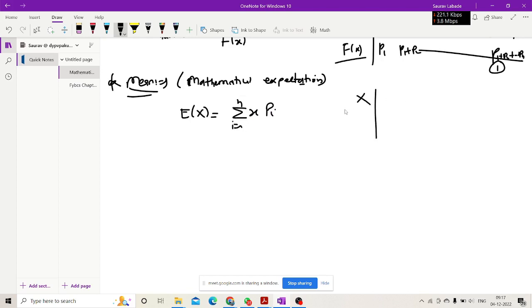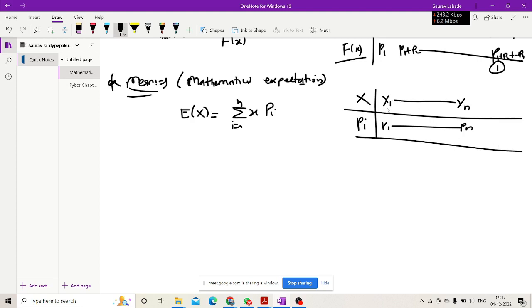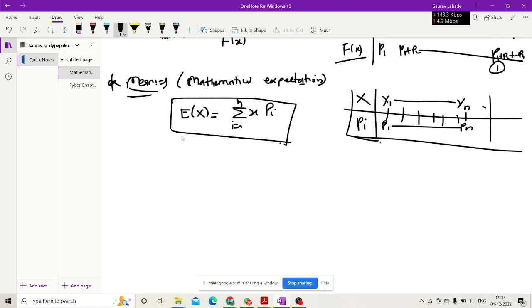So when I am considering the probability distribution, I have these values x1, x2 up to xn, and the probabilities p1, p2 up to pn. Now I have to find the expectation of this particular distribution. So I will simply multiply all the random variables with their respective probabilities and then sum all these multiplications. That will be my expectation of x.